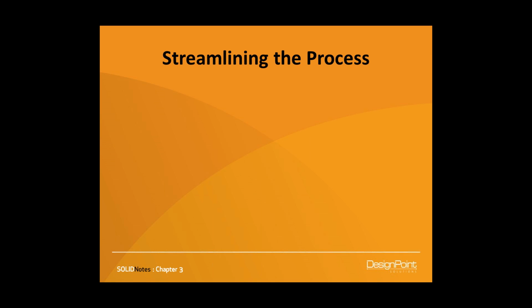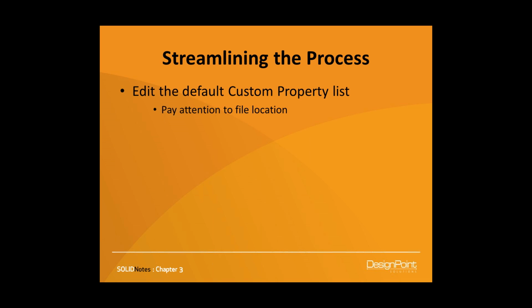All right, now we're going to get into the tips and tricks section, or streamlining how we're using these custom properties. So we've seen a good foundation for what custom properties are and how they can be used. Now let's look at how to be more consistent with them and how to better use them. So one thing that we can do is edit the default custom property list. All right, so let's take a look at what that is.